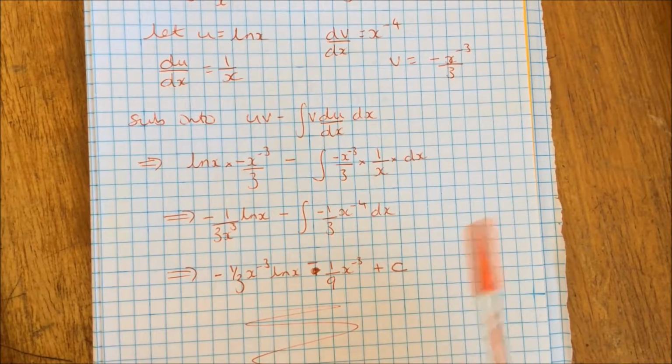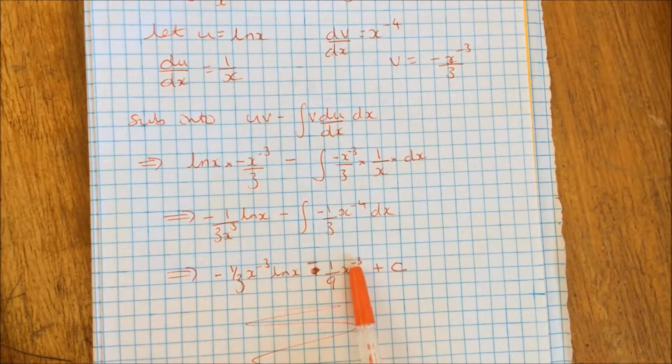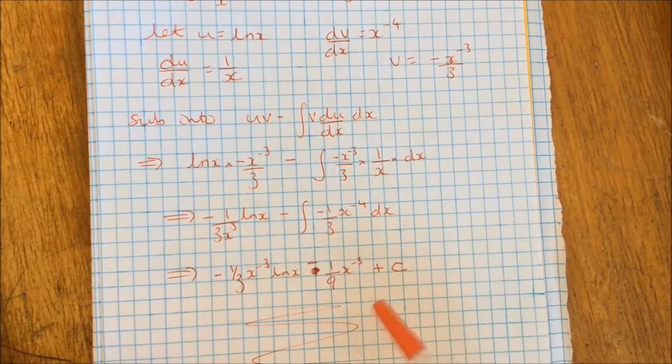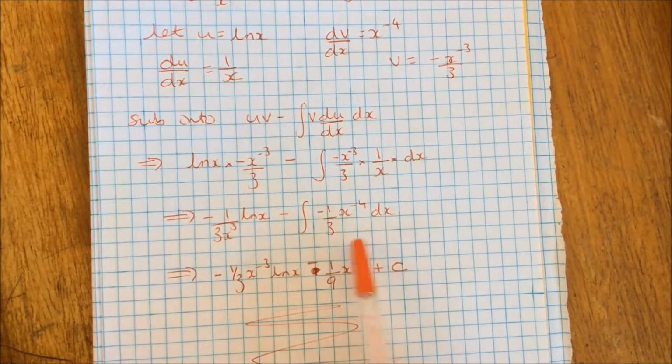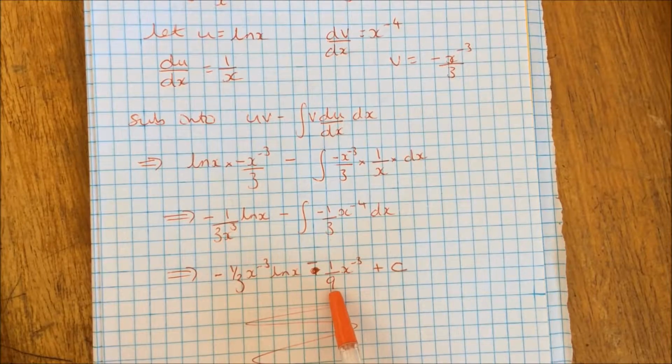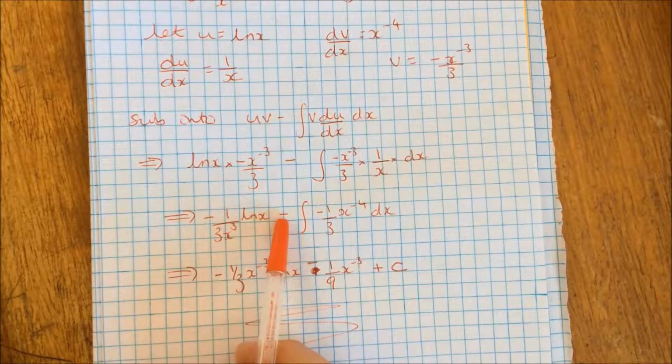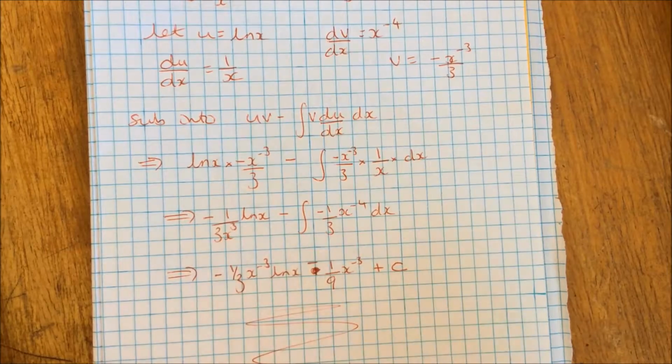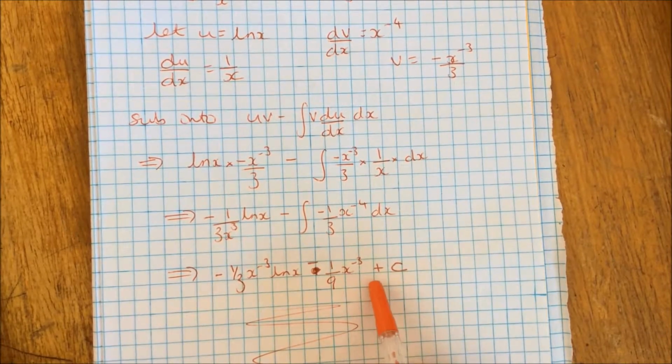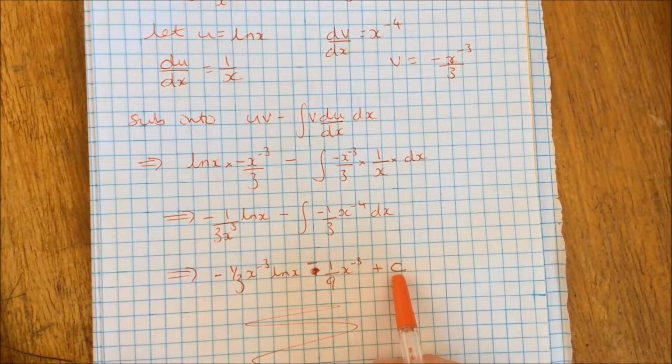And here, raise that power by 1 goes to minus 3. Divide by that power gives us actually plus 1/9, but then this minus outside the integral turns it back into a minus. And don't commit the cardinal sin and forget the plus c on the end, please.